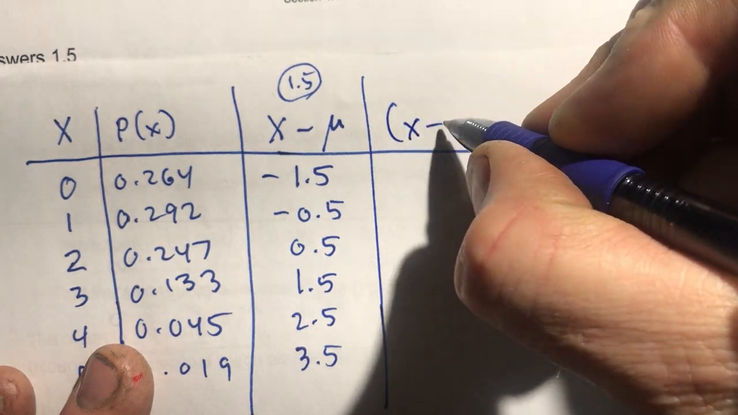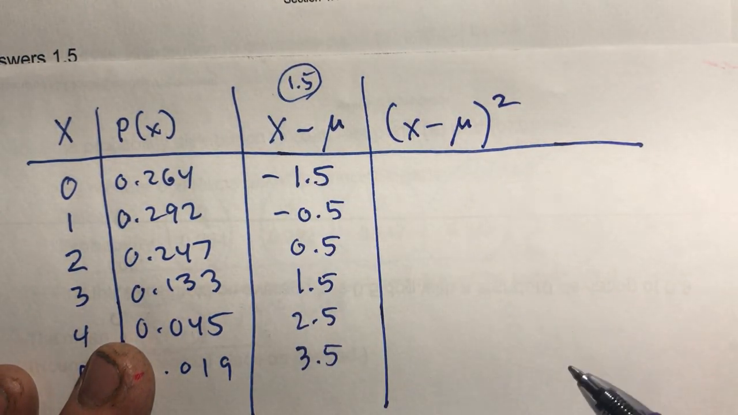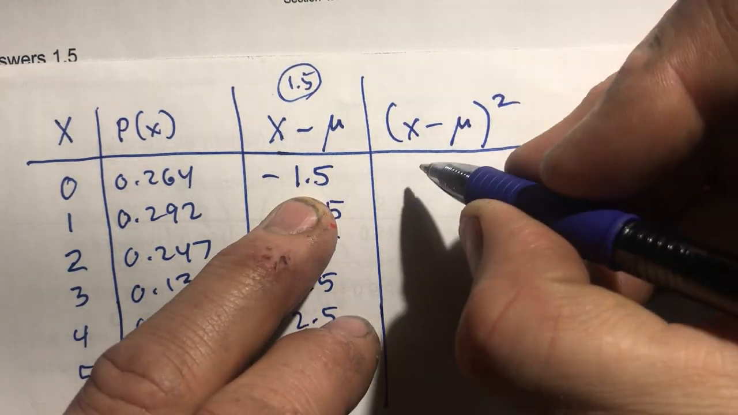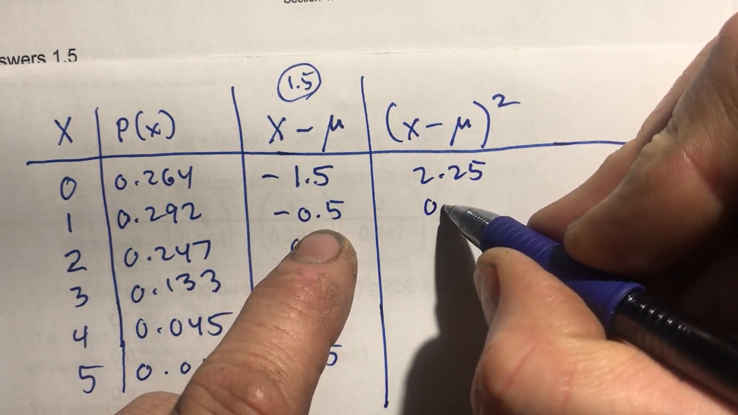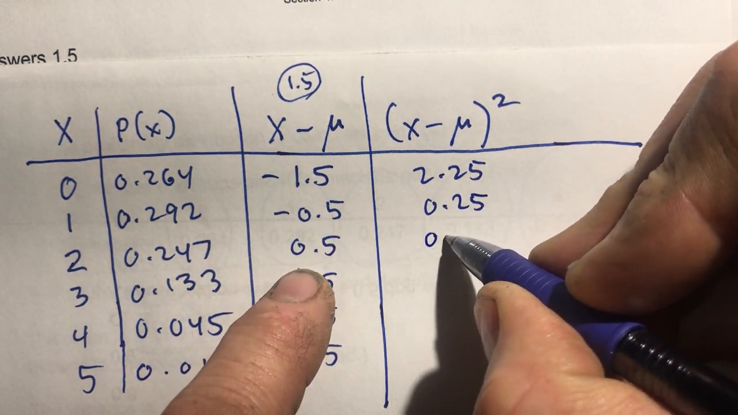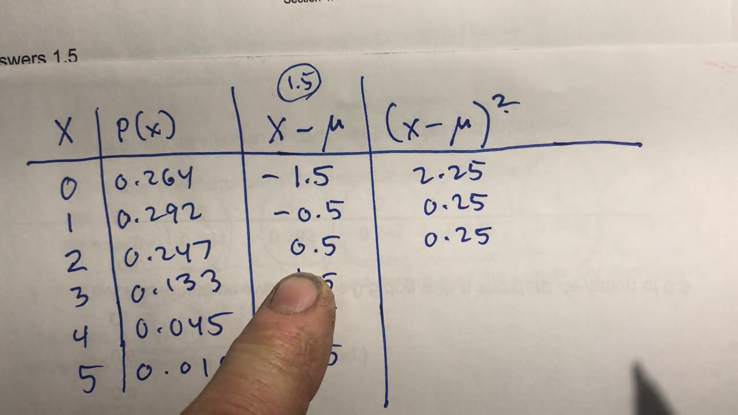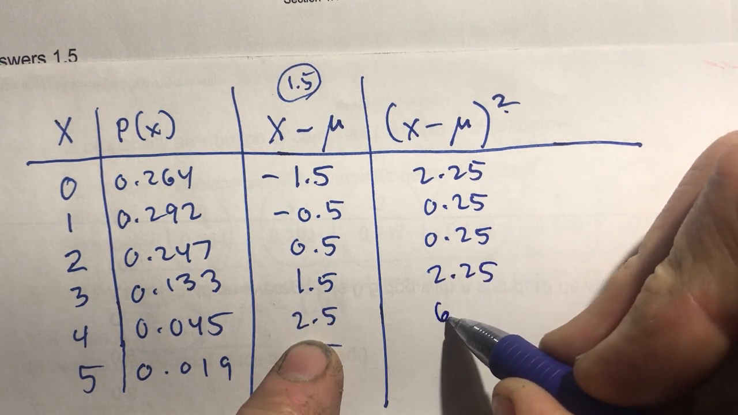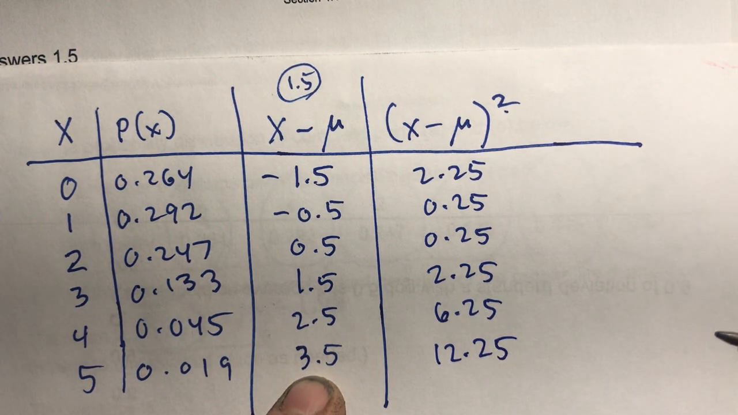Next thing, I'm going to do x minus mu, and I'm going to square it. So I'm just going to take each one of these and square them over here. So negative 1.5 squared would be 2.25. Negative 0.5 is 0.25. And that's 0.25. And these will always be positive because when you square it, it makes it positive automatically. This is 2.25. This would be 6.25. And this is 12.25.